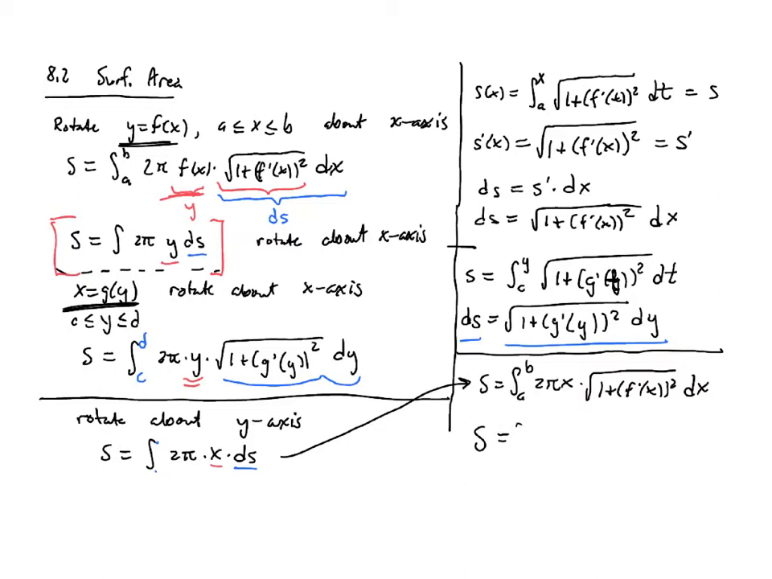Or if you're doing things in terms of y, we'd integrate from c to d, 2 pi g of y times the square root of 1 plus g prime of y squared dy. And those are pretty convenient formulas, and I'll show you why when we go through this example.